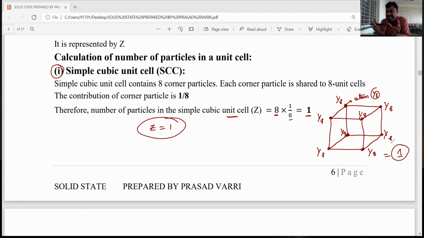That atom you have to imagine as a sphere, a spherical shape. According to that, we can calculate the density of the simple cubic unit cell. In the next classes we will discuss density calculations and packing efficiencies of the simple cubic unit cell. So for the simple cubic unit cell, the number of atoms present in the unit cell is 1. In a similar way, we have to calculate BCC and FCC also. Okay, dear students, I hope you understood. It's very easy and very, very important also.